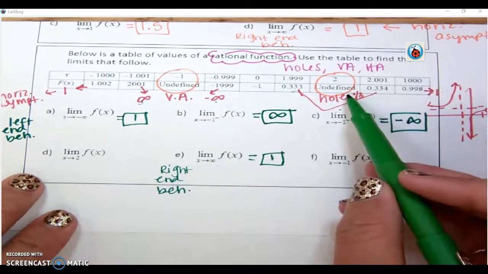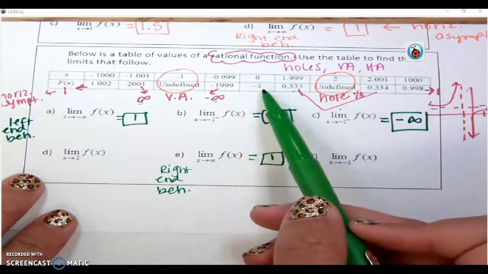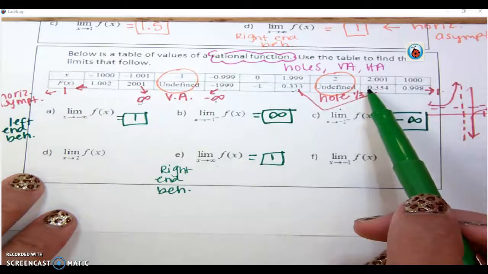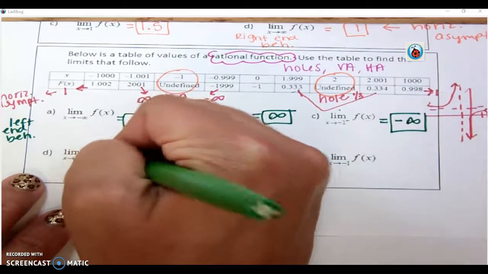Alright, the limit as x approaches 2. We said there's a hole there, but remember, holes do not matter for limits. You can still have a limit. As you come in from the left and the right, you're approaching the same number. You're approaching that 0.333, which is 1/3.